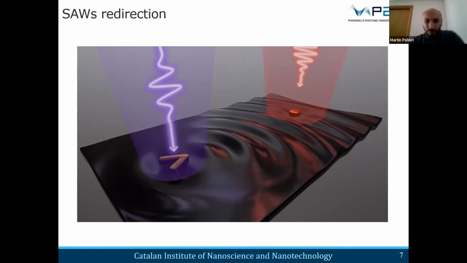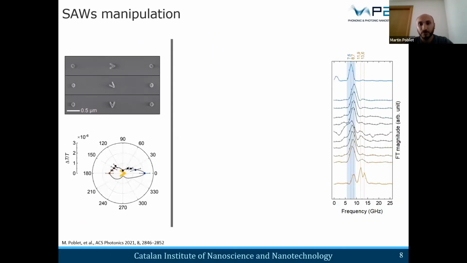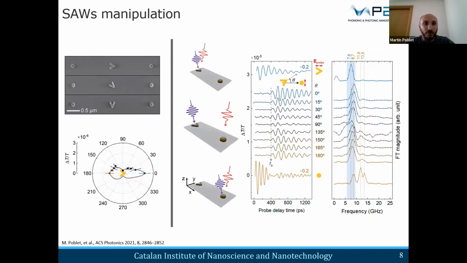So in this case, we used V-shaped antennas as the source of acoustic waves, and disks as receptors of these acoustic waves, as we can see in this sketch. So we measured the differential transmission of the receptor antennas for different angles of the source, as we can see in these electron microscopy images. We obtained signals like the ones that we can see here for different angles of the source antenna.